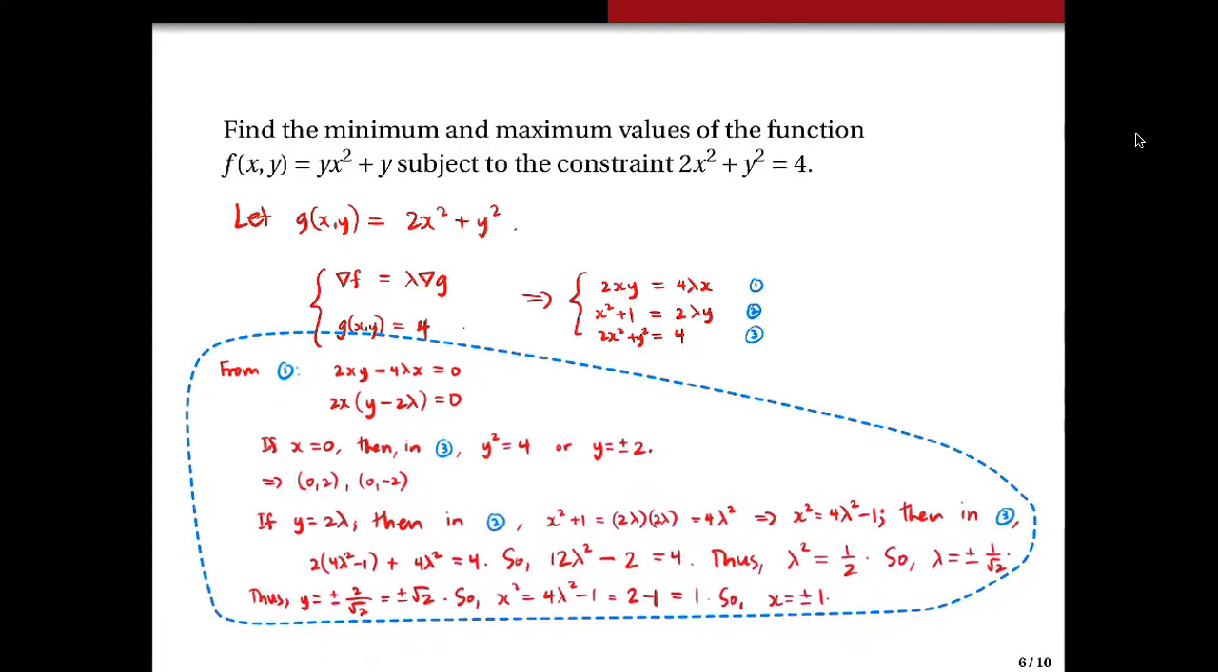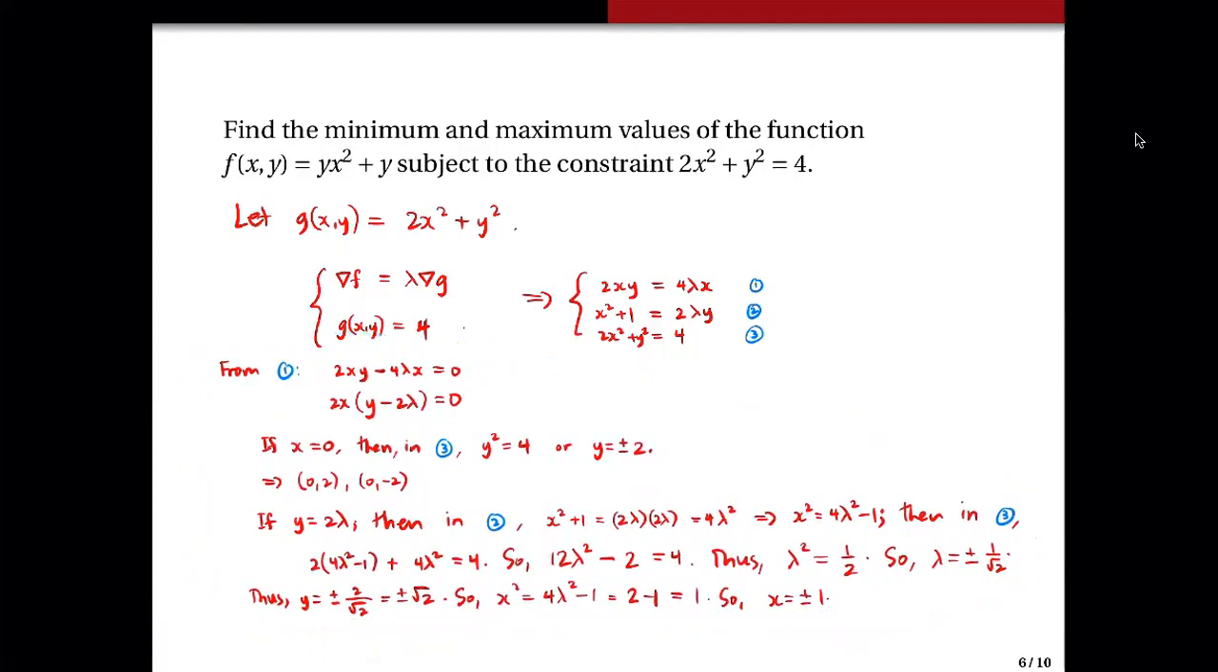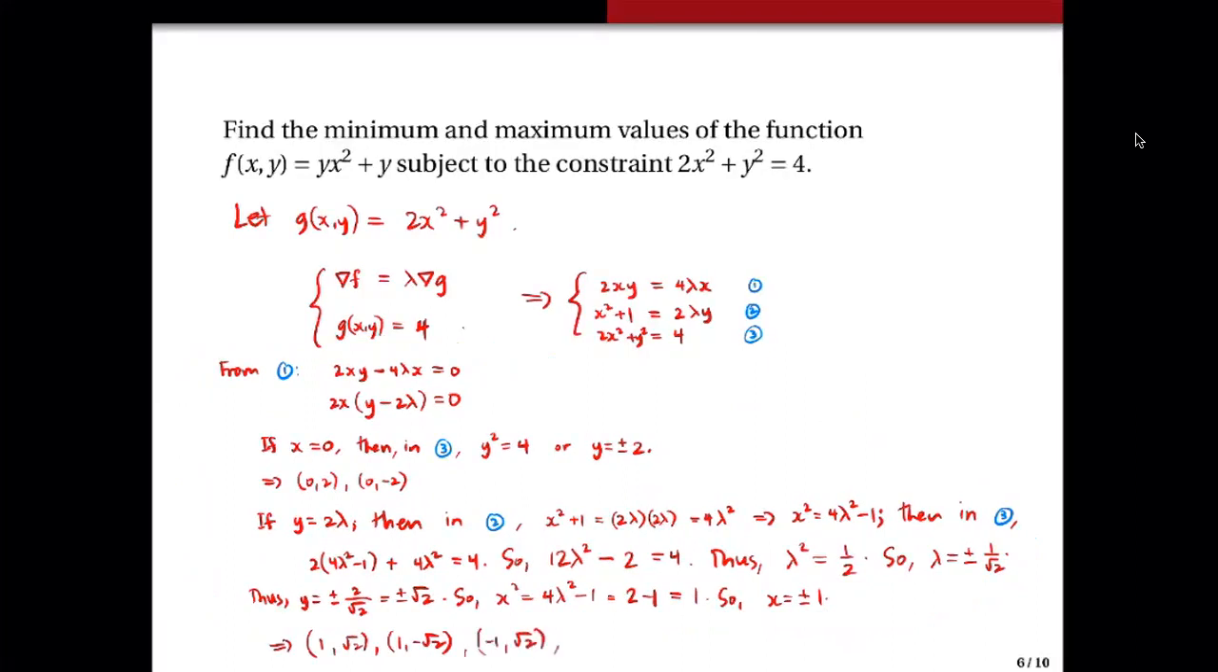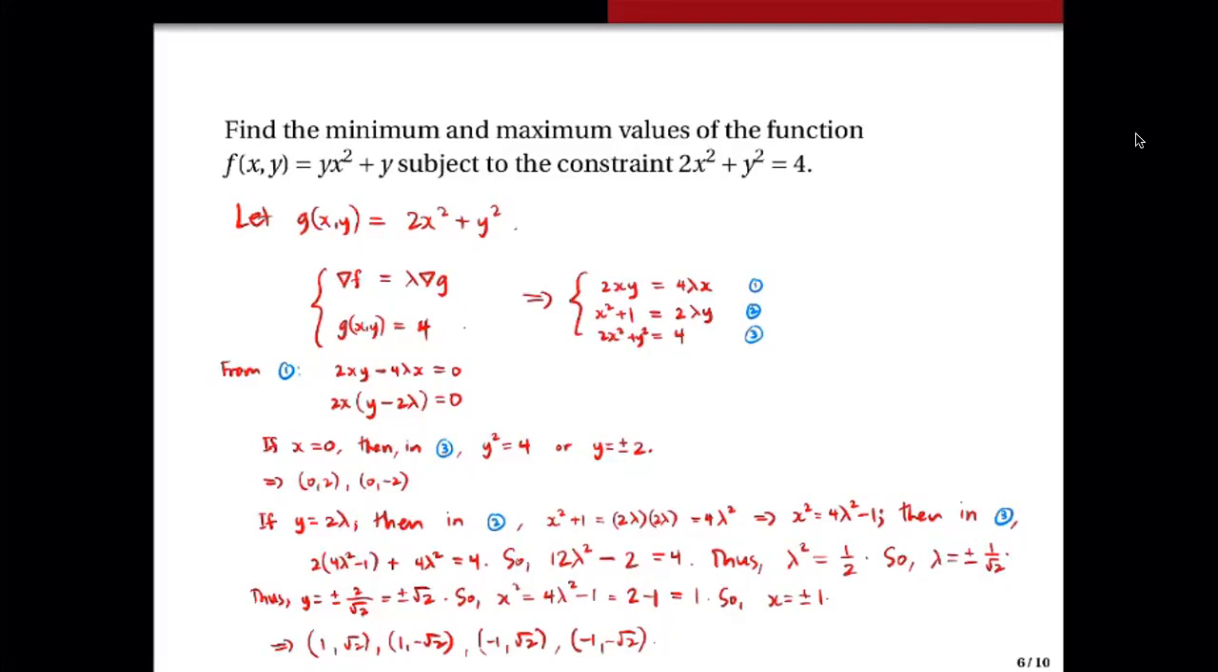All right. So what are the points that we have? The points are (1, square root of 2), (1, negative square root of 2), (negative 1, square root of 2), and (negative 1, negative square root of 2). So we have to check these 1, 2, 3, 4, 5, 6 points.